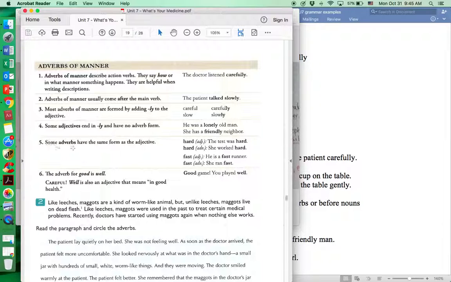Finally, some adverbs have the same form as the adjective. These are irregular adverbs like hard. You don't change that. It's not hardly. Hardly is a different word. Fast, there is no fastly. Right? So these are both adjective and adverb, and then other irregular ones are such as good and well, or bad and worse. Right? Those are the important ones to remember.